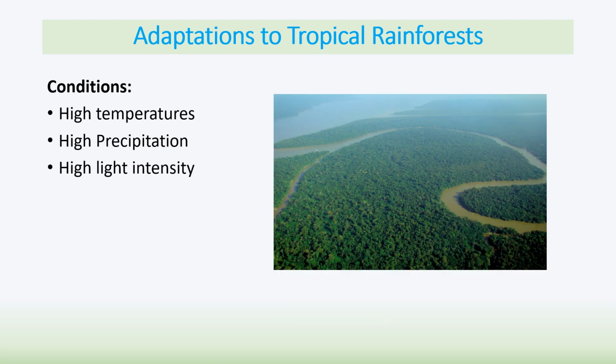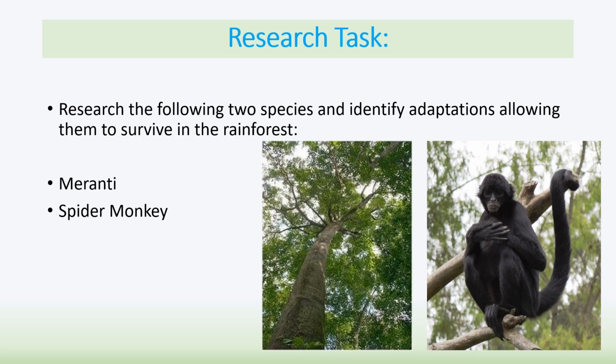Tropical rainforest then, again you need to know this. Another example of biome conditions in tropical rainforest are always high temperatures, always high precipitation in a healthy rainforest, and high light levels because they're near the equator, producing high productivity, high levels of photosynthesis for life. And again, I'm asking you to do some research on this, which I'm not going to go through. Two species, I want to identify their adaptations. So you've got the Moranti tree here and the spider monkey, which are for you to look at for yourself.